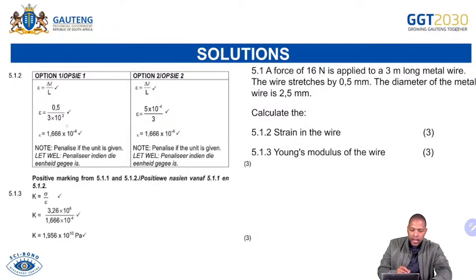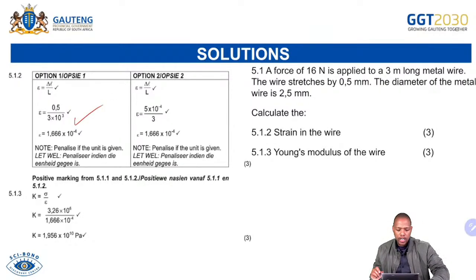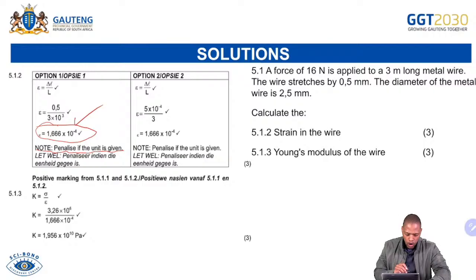And then the strain, here's our strain here, which is 1.66 times 10 to the power of minus 4, or 1.67, because we have to round off to 2 decimal places. And I want you to take note of this here in the marking guideline grade 12. It says, note, penalize if the unit is given. It is telling you that we must penalize you if you decide to give us a unit while calculating strain. You must be penalized for that. So please, do not give us units.